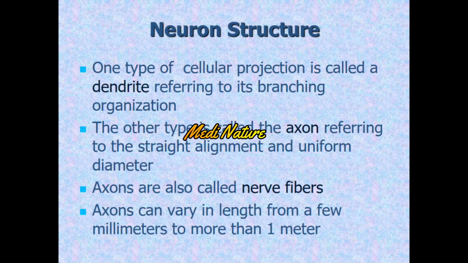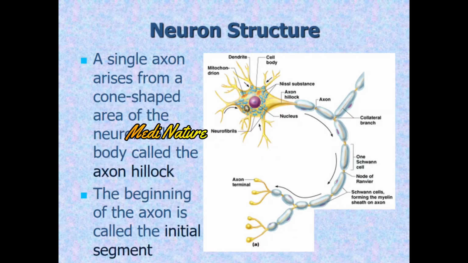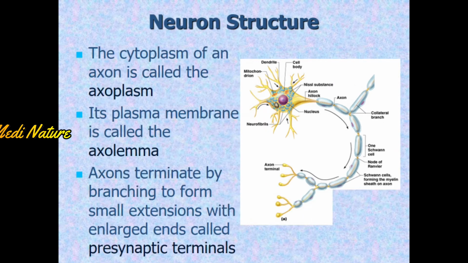Axons can vary in length from a few millimeters to more than 1 meter. Usually, an axon arises from a cone-shaped area of the neuron cell body. It is called the axon hillock. The beginning of the axon is called the initial segment. The cytoplasm of an axon is called axoplasm. Its plasma membrane is called axolemma.